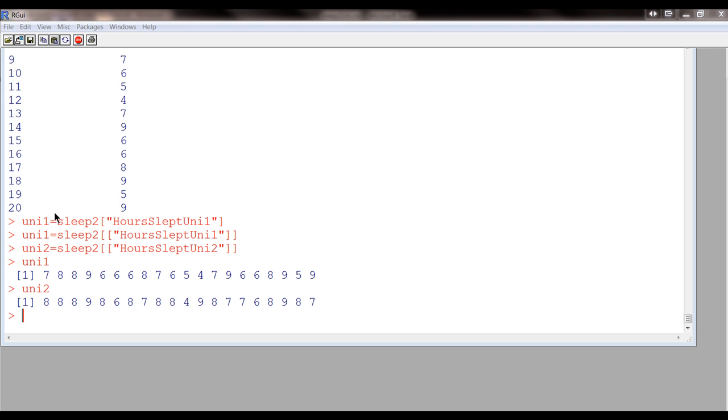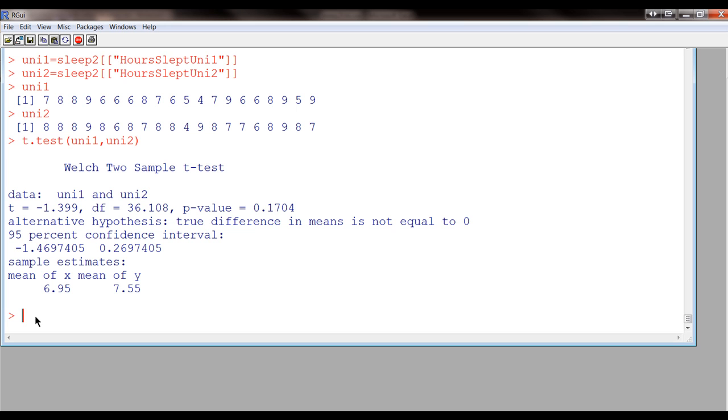So what we're going to do is actually a t-test with both of these vectors. So we go, let's see, t-test Uni 1, comma, Uni 2. Let's see if that works. Yeah.